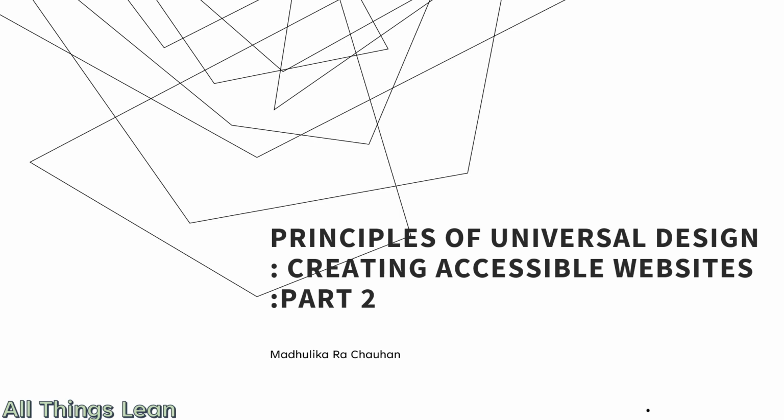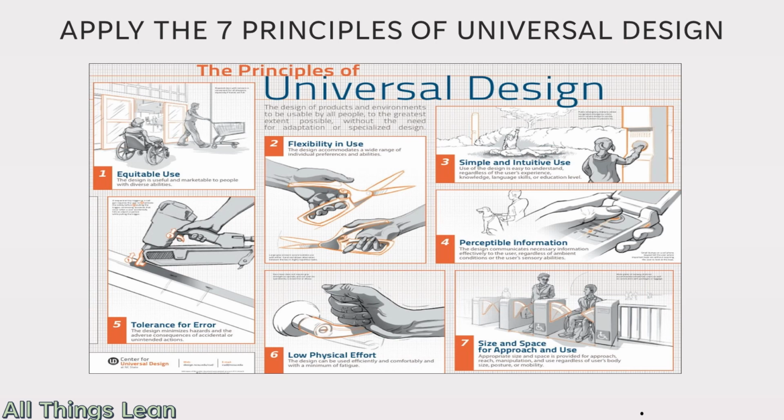In our last episode, we talked about principles of universal design, creating accessible websites. In this episode, we will talk about the same principle a little further. In our last video, we have discussed the following three principles: equitable use, flexibility in use, simple and intuitive use. We will discuss the next four in today's video.